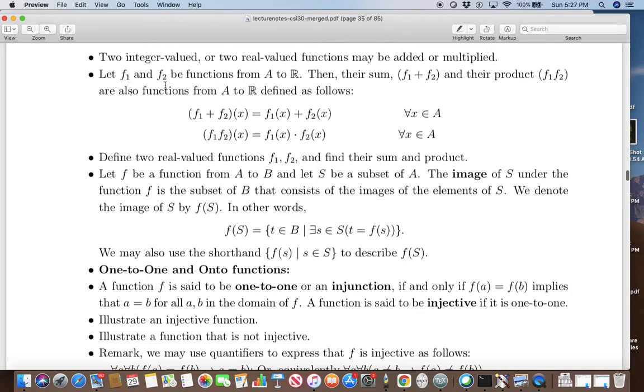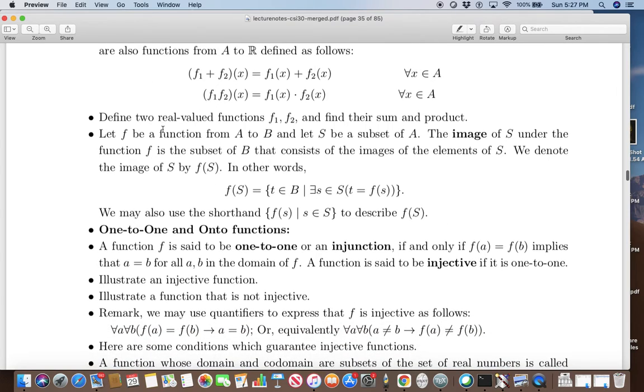So you take two functions, say f1 and f2, from a set A to the set of real numbers. Then I can add them and I can multiply these two functions. f1 plus f2 on every input x in A is equal to f1 of x plus f2 of x. Likewise, f1 times f2 on x is f1 of x times f2 of x. Define two real valued functions f1 and f2 and find their sum and product.